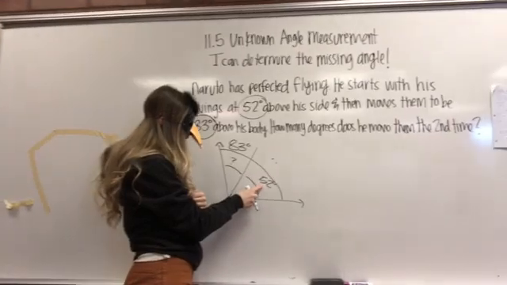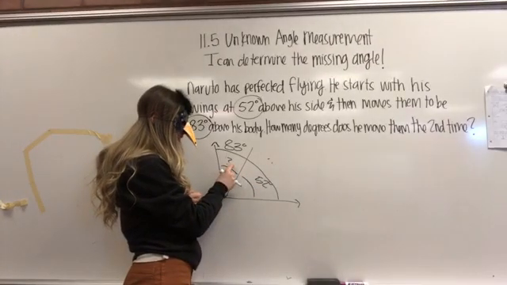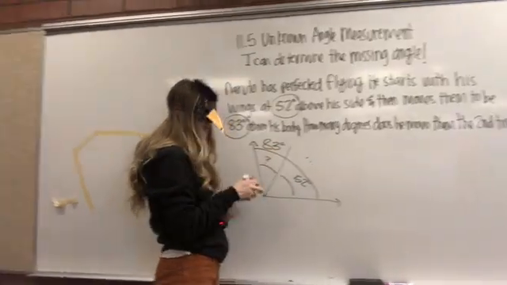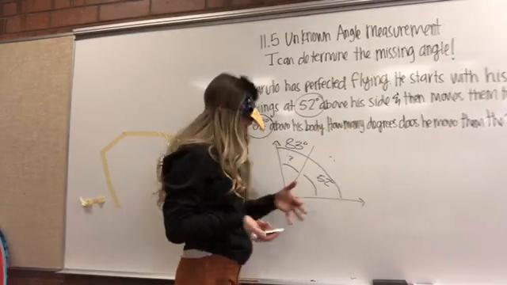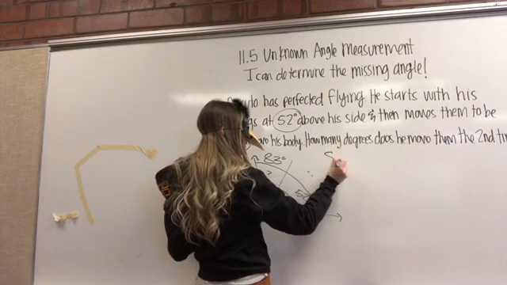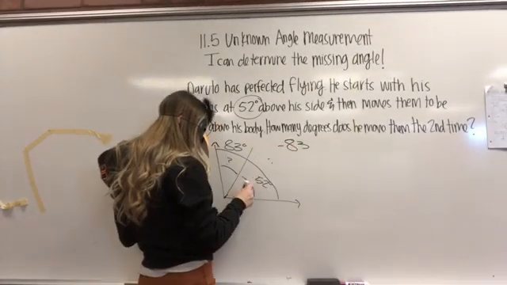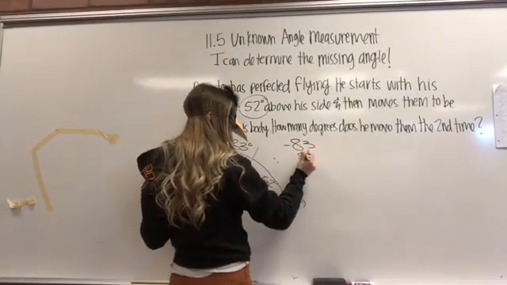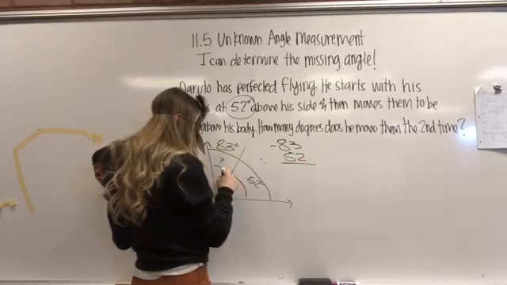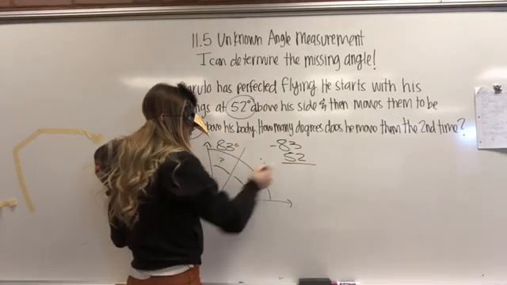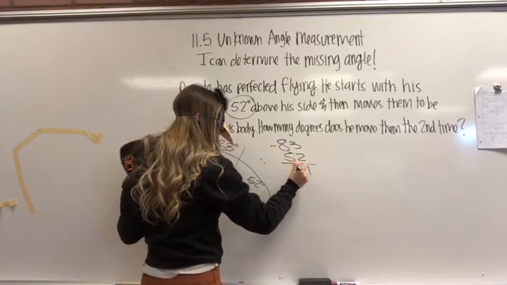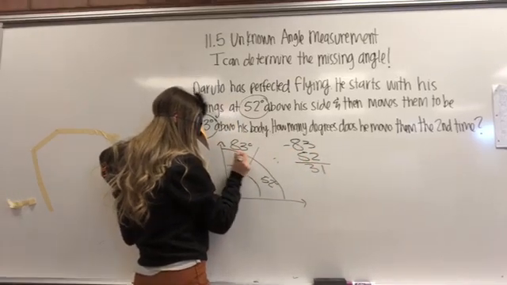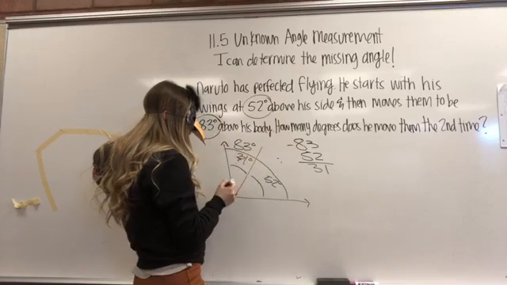So we used to do 52 plus whatever is going to equal 83. So let's think the opposite. Last time we were adding yesterday, so today we're going to try the opposite and subtract. So our total is 83, and we're going to subtract what we do know, 52, to see if we can find this unknown angle. So 3 minus 2 is 1, 8 minus 5 is 3. So 31 degrees.